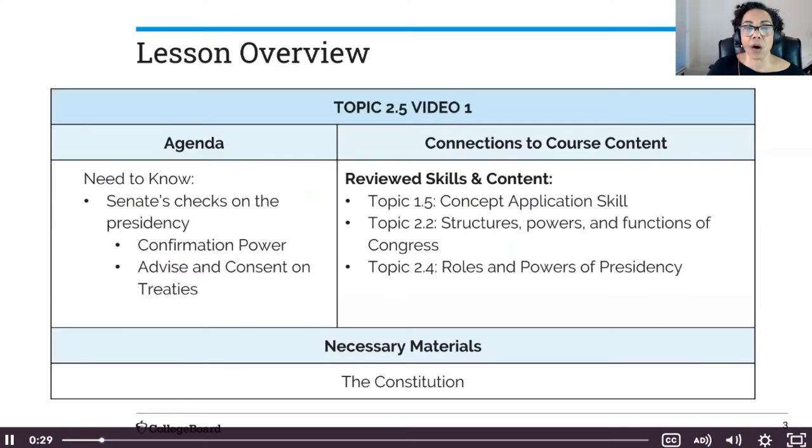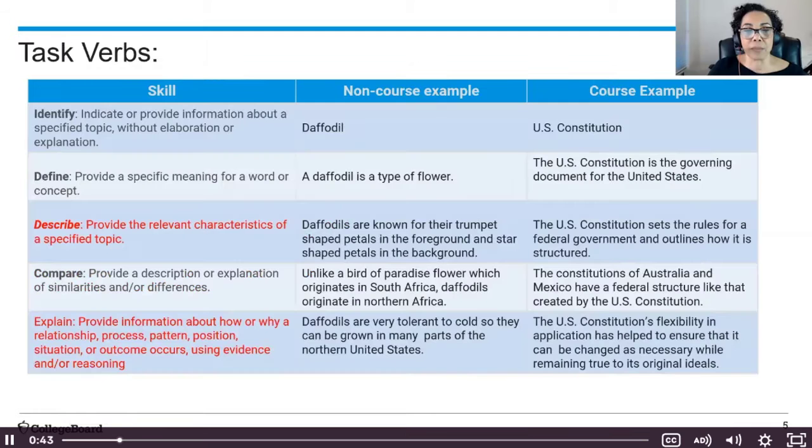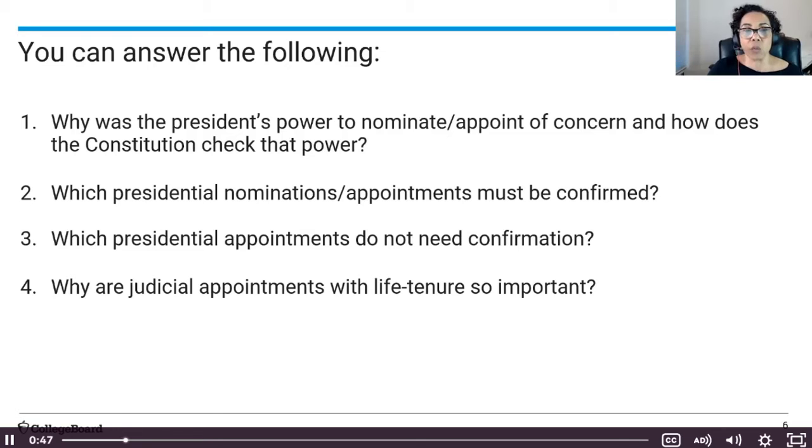We've got our lesson overview here, and then the topic overview where we're looking at the executive branch appointments and then those judicial appointments. All right, we've got our task verbs here, describe and explain. And we've got 4 questions here. Why was the president's power of concern before the Constitution was ratified? Which appointments and nominations need to be confirmed, which do not, and why are those judicial appointments with life tenure so important?